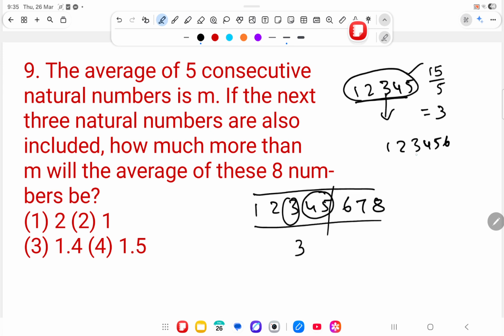then the average becomes the average of the middle 2 numbers, that is 3.5. In that case here, 4.5. How much did it increase? 1.5. You can take any consecutive numbers, it will be 1.5. Okay.